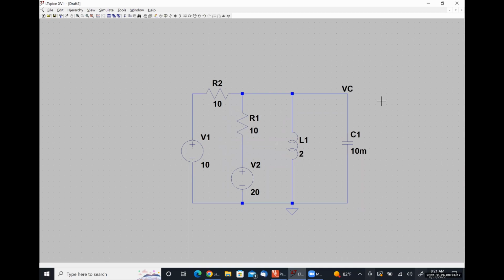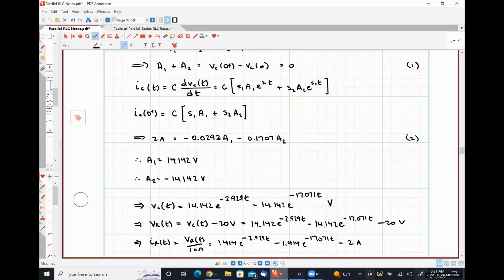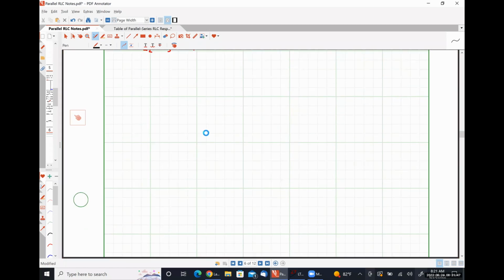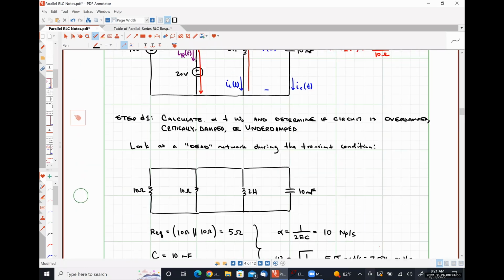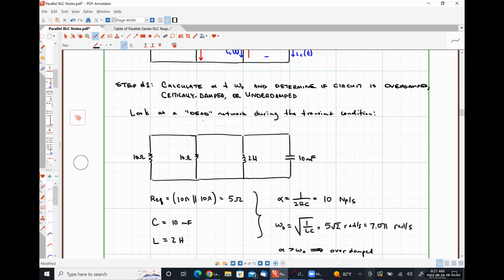So for LTSpice to do the analysis of what's going on in our transient condition, we need to give it initial conditions, which is effectively telling LTSpice how the circuit was behaving for t equal to 0 minus. In particular, we need to give LTSpice a value for the capacitor voltage and a value for the inductor current. So I'm going to come back over here to our work, scroll up, and look at our analysis at t equal to 0 minus.